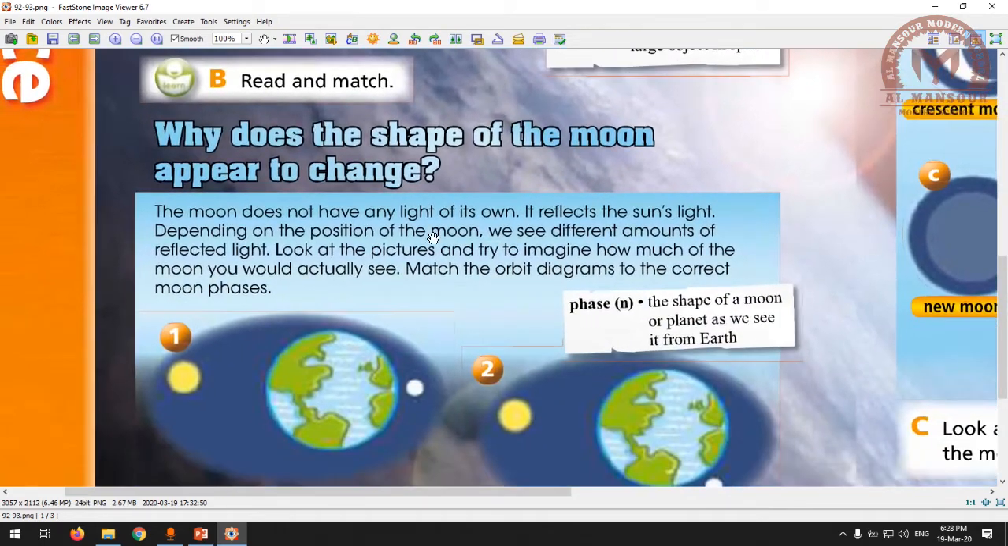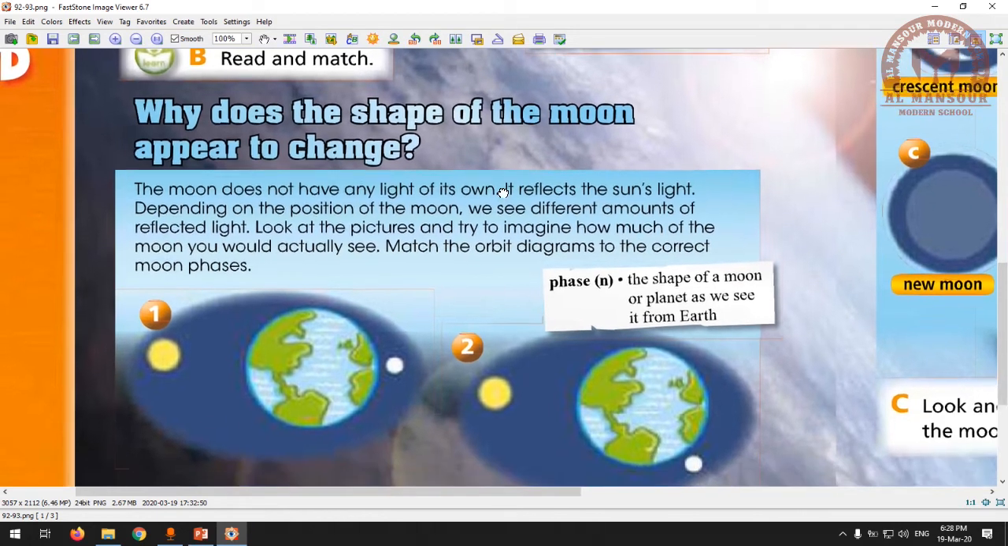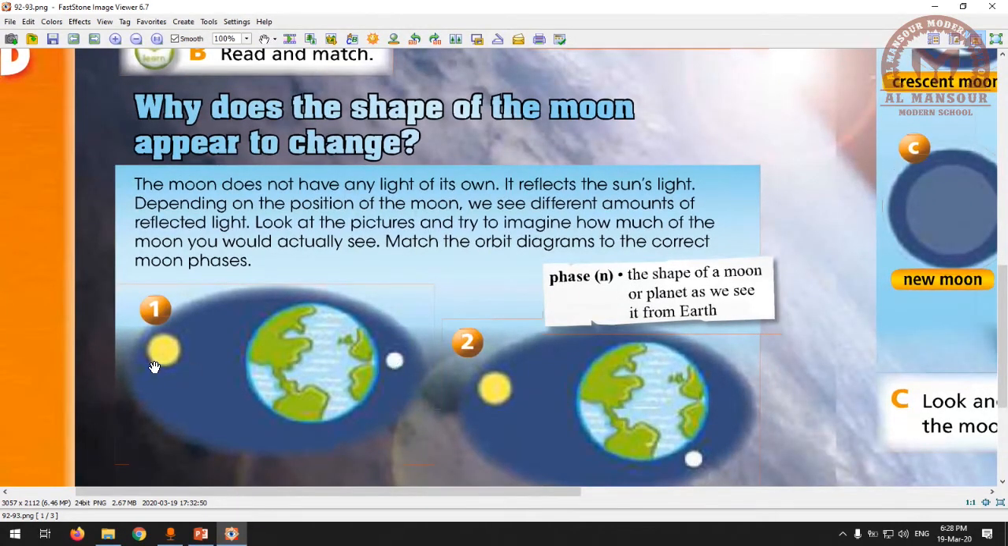Don't forget that. Okay, why does the shape of the moon appear to change? Because look, if you look at this picture, the moon keeps moving around the Earth, and it reflects the sunlight. The moon doesn't have any light, but it acts like a mirror. When the sunlight falls on it, like in this picture, it reflects part of it on Earth.